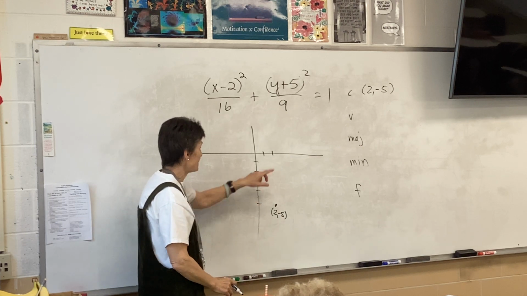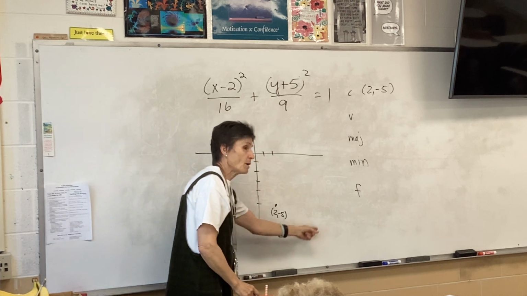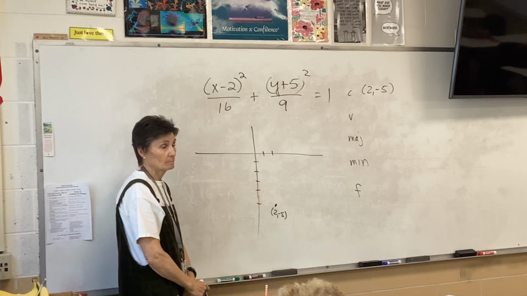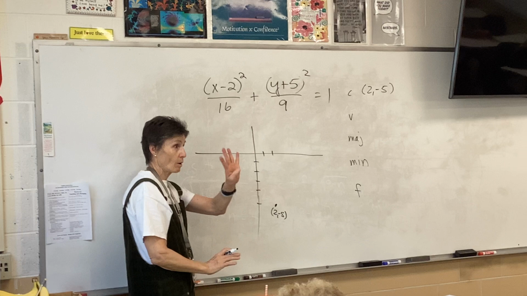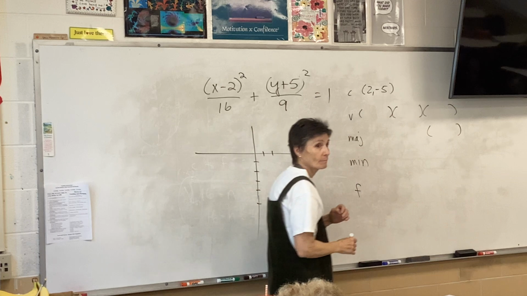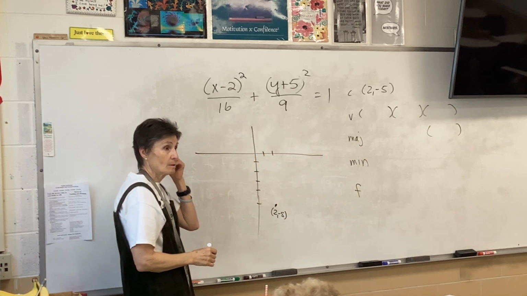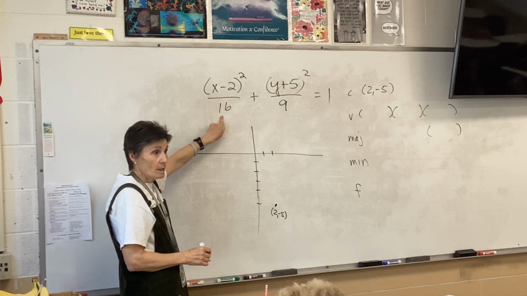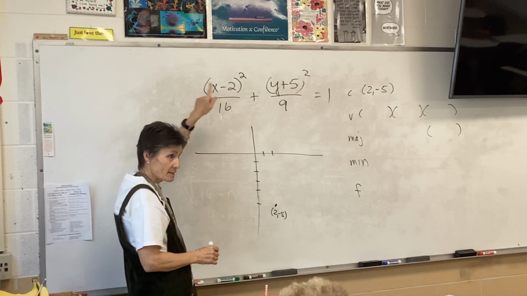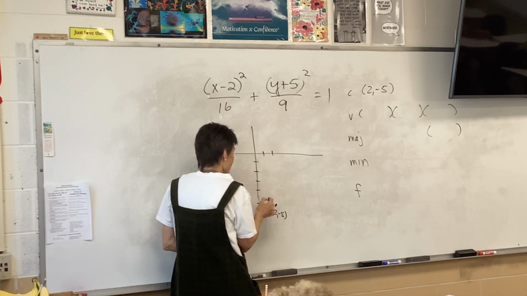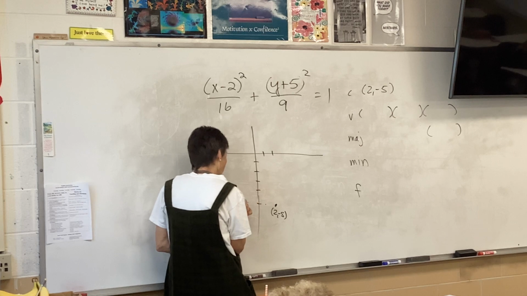How about vertices? Now remember, the vertices are the points that we connect. So tell me about those. How am I gonna find those? There's 4 of them. What do I do? I look at these numbers. The square root of 16 is 4, and it's under x, so it's sideways. So I'm going to start right here, and on my graph paper, count over 1, 2, 3, 4.